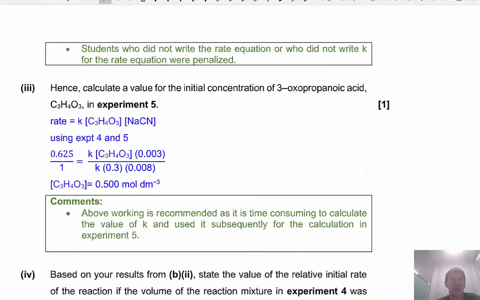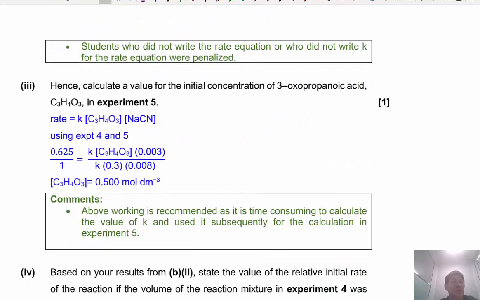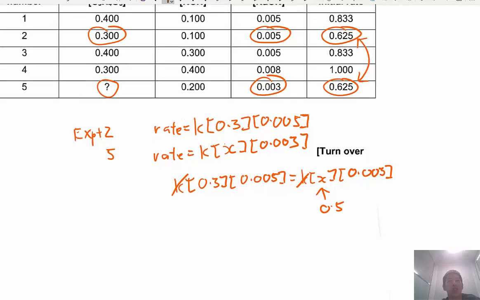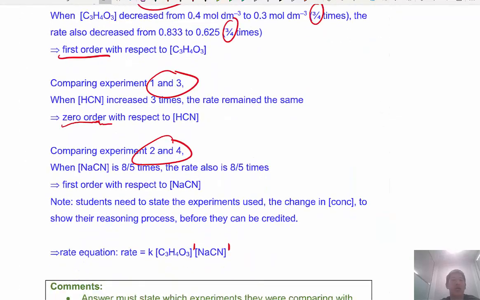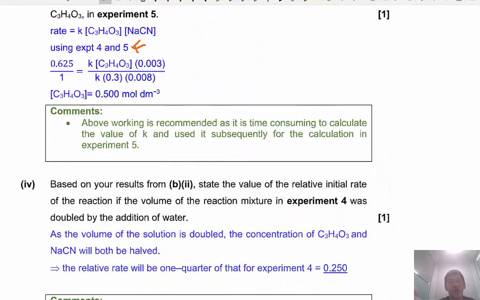It's a giveaway if you know what to do. Okay, done. The answer here, we use experiment 4 and 5. Personally, I would actually use experiment 2 and 5 because they're the same rate. Life is easier that way. But regardless how you do it, you will get 0.5. Just make sure you use the correct units.